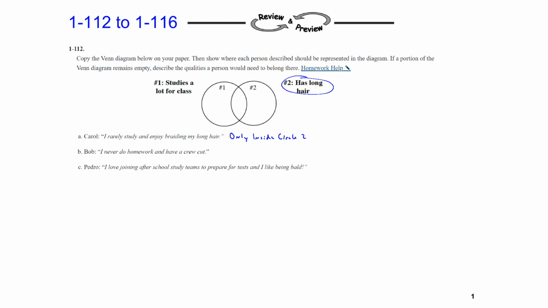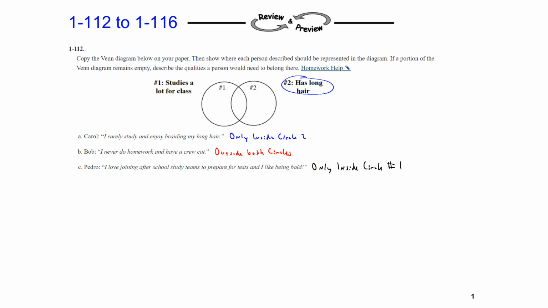B, Bob. I never do homework, and I have a crew cut. So short hair is a crew cut. Rarely does any homework, so doesn't study a lot for class. So for Bob's case, he's actually outside both circles. All right, and Pedro. I love joining after-school study teams to prepare for tests, and I like being bald. So he doesn't have long hair, but he does enjoy studying. So for Pedro, only inside circle 1.